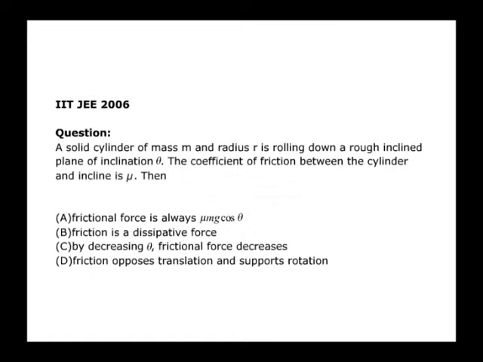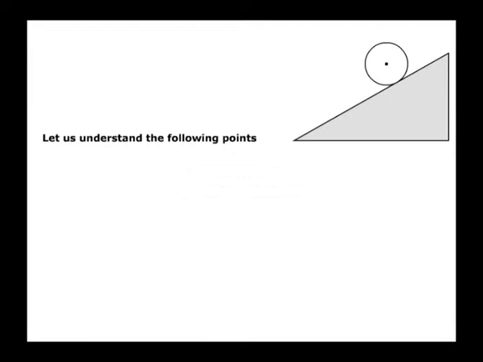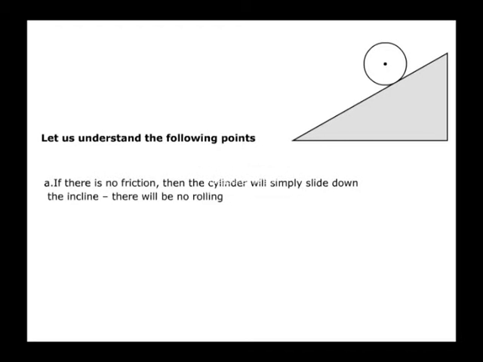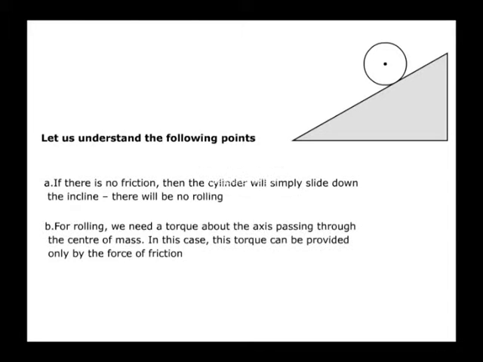This is an excellent question. We will use this question to clarify a few more concepts about rolling. Let's understand the following points. A. If there is no friction, then the cylinder will simply slide down the incline and there will be no rolling. B. For rolling, we need to talk about the axis passing through the center of mass, and in this case, this torque can be provided only by the force of friction.